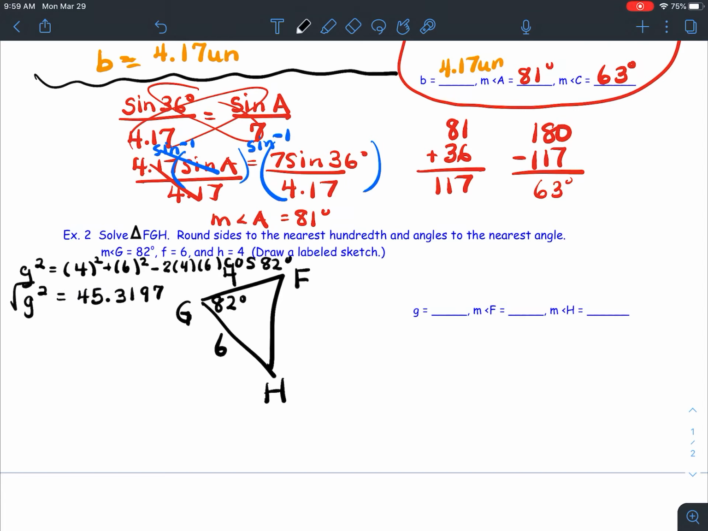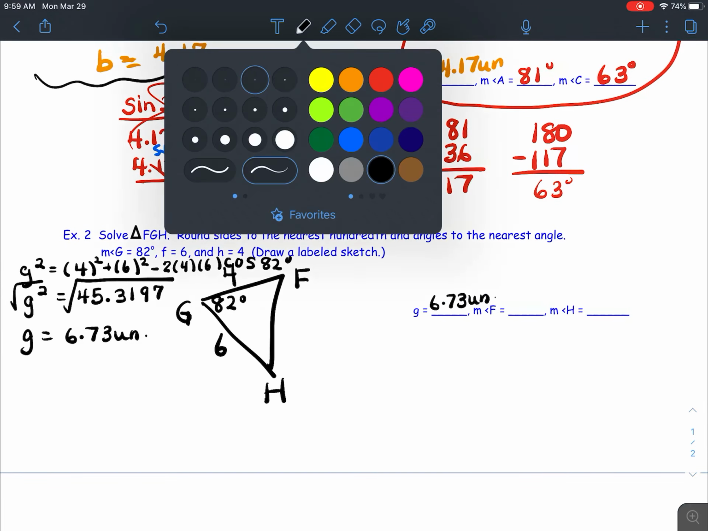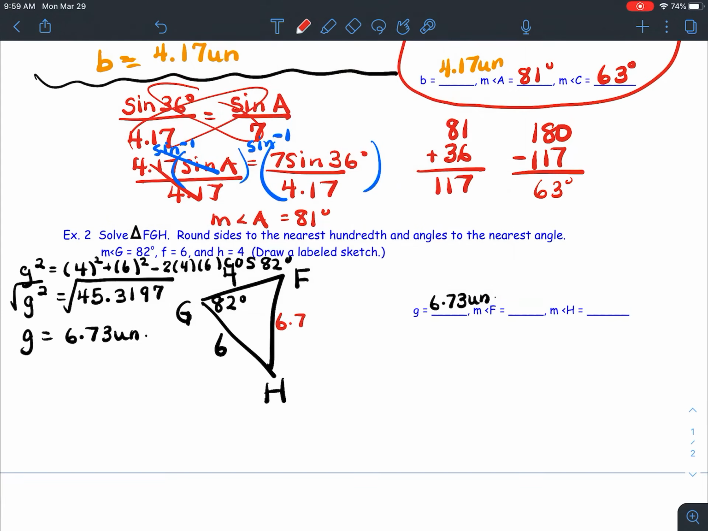Okay, and then I advise that you use the second answer feature when taking the square root. Rounding to 2 places, we get side G to be 6.73 units. We're going to add that to our picture, and then we can press forward, which is using the law of sines. So I'm going to be setting up sine of 82 over 6.73. I want to find the next largest angle, and that would be angle F.